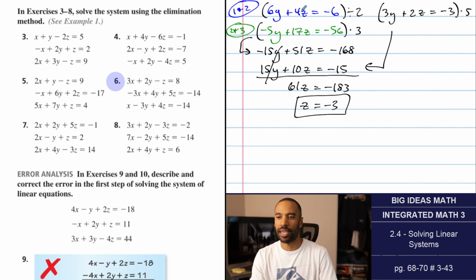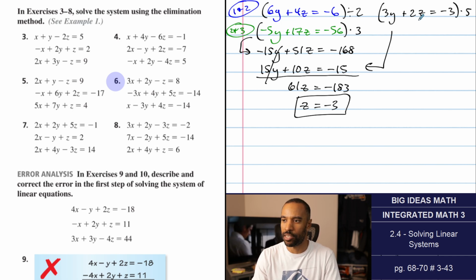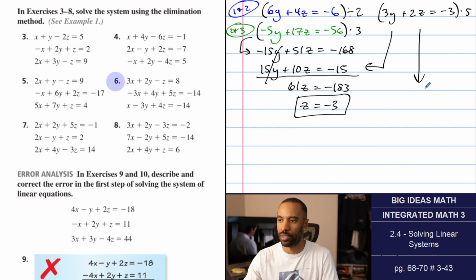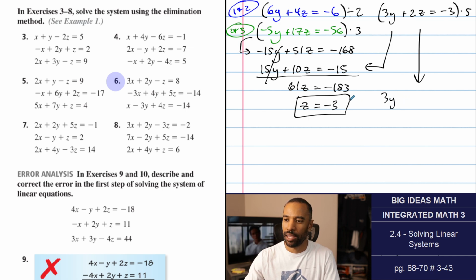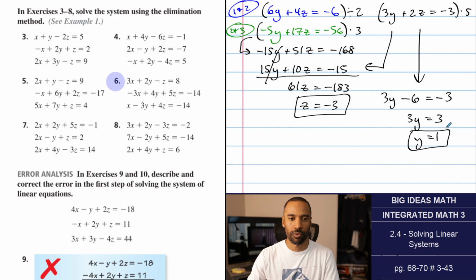Anyway, I'm not done. I got negative 3 for z. Let's now solve for y. I made this equation smaller. Maybe I can do it with this one. So 3y, 2 times negative 3 is negative 6. So 3y minus 6 equals negative 3. Add 6 over and divide by 3. You get y equals 1.